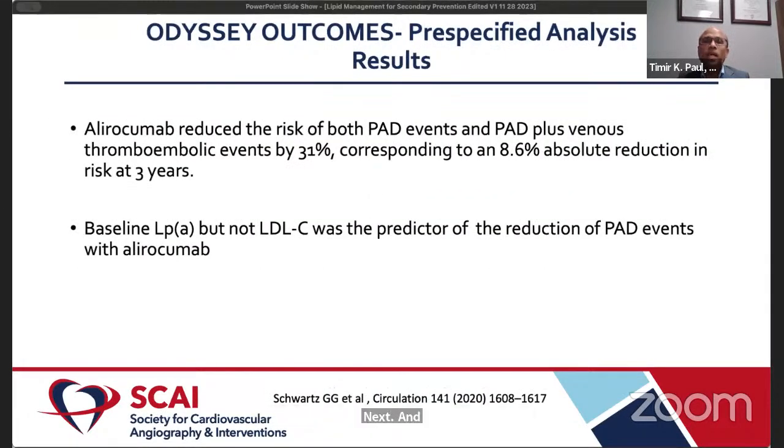And the Odyssey Outcomes trial also showed that alirocumab reduced the risk of both PAD events and PAD plus venous thromboembolic events by 31%. And they also reduced the baseline lipoprotein(a). And lipoprotein(a) was the indicator, not the LDL reduction, in some of these PAD patients with alirocumab.